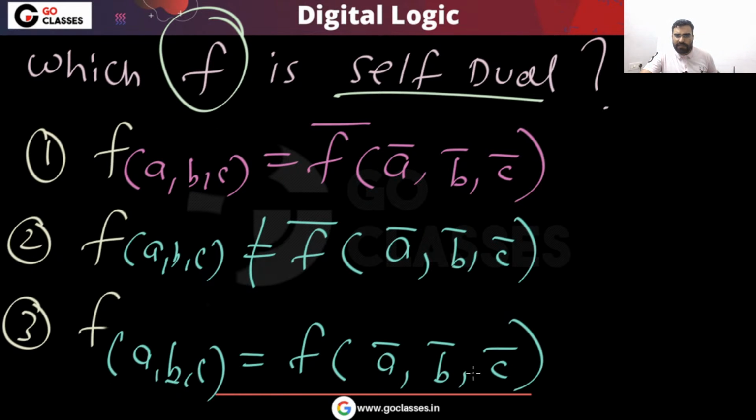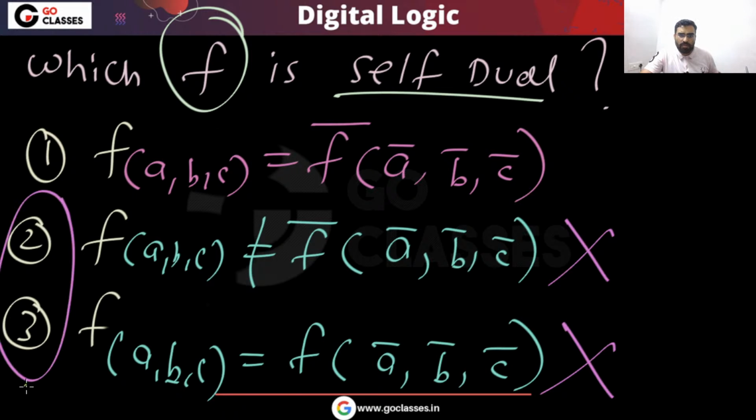f(a, b, c) is the same as f(a bar, b bar, c bar): this is not self dual. You already know this is not self dual. So which is self dual? The second and third are actually the same, yes or no? f(a, b, c) is not the same as f complement of (a bar, b bar, c bar). So second and third are exactly the same. Yes, this is self dual.